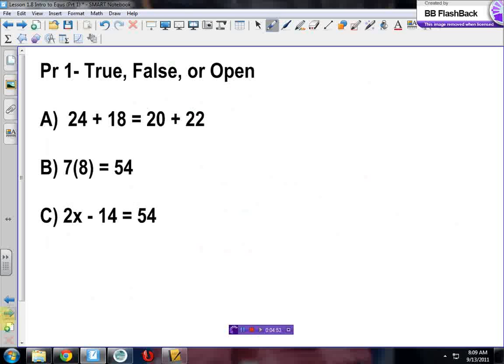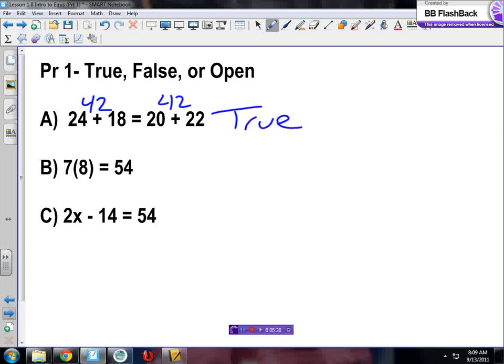All right. Looking at example 1, part A, B, and C, I want to know if they're true, false, or open. I'm going to be calling on some people. So let's start with A, true, false, or open. Blake. Thank you, Blake. All right. If we look here, 24 plus 18 is 42. 20 plus 22 is 42. This is true. Good.